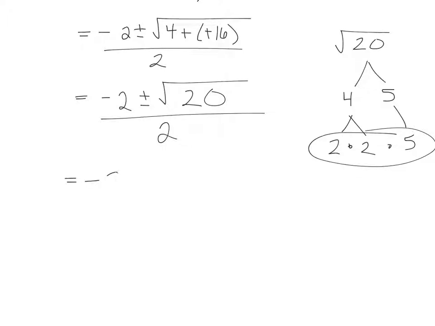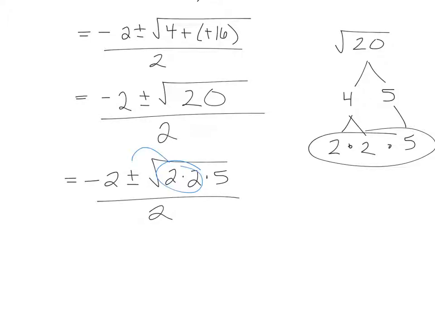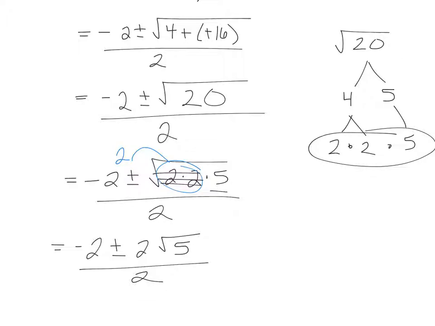I'm going to rewrite the square root of 20 as 2 times 2 times 5. The square root tells me to take pairs of 2 of a kind, so I'll take out a pair of 2's, and when I take that out of the square root, it becomes a single 2. So now my problem is negative 2 plus or minus 2 square root 5 over 2. So as you can see, those pair of 2's went away, and I was just left with the single 5 underneath the square root.